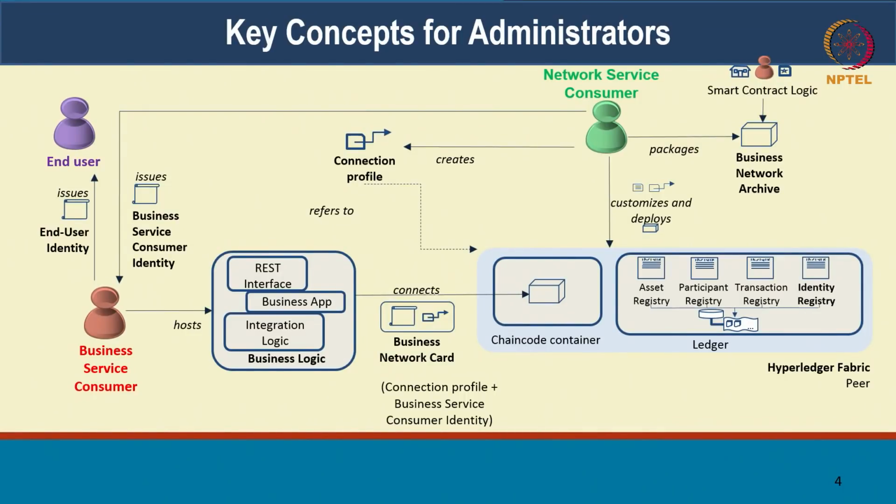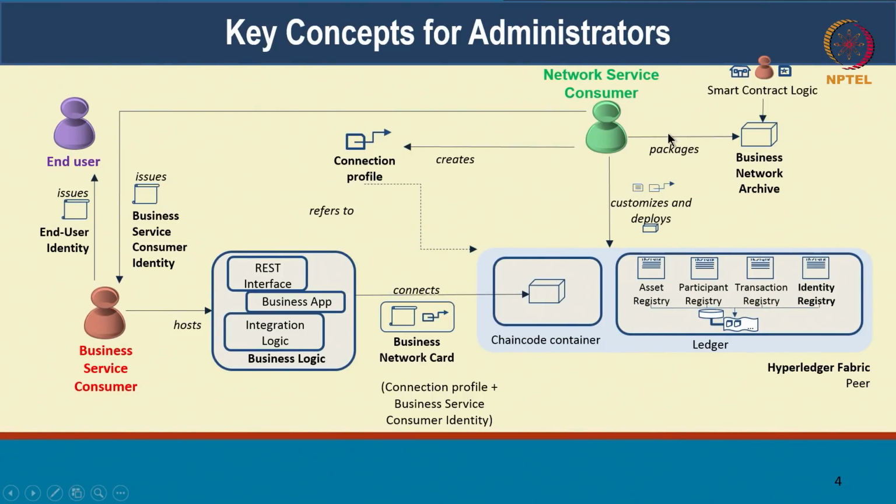So what are some of the key concepts here for your network administrators? Let's start with the network service consumer. This is a person who's going to be setting up the set of peers, maybe managing the membership of users in their organization. So what are some of the things that they're going to do? The business service provider has developed smart contract logic. So they're going to be packaging that smart contract logic in some way, and we're going to call that the business network archive. So we'll talk about what that is, how this whole thing is getting packaged up. So that's the business network archive.